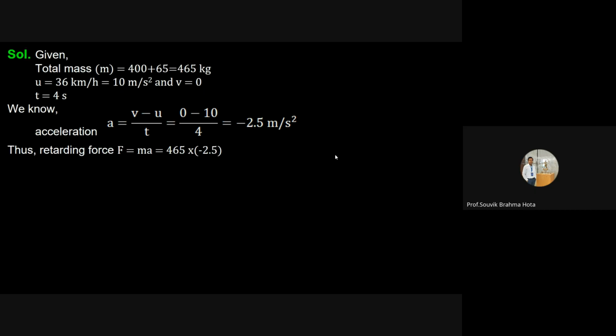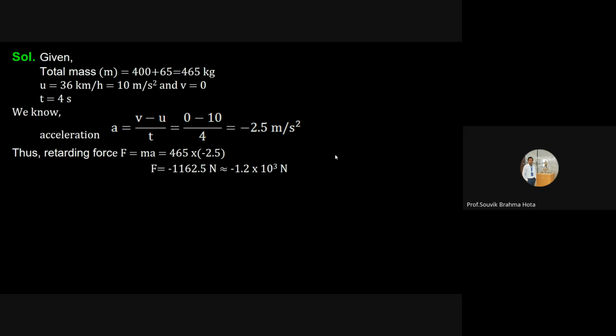So the retarding force will be mass into acceleration. So mass is 465 into minus 2.5, so it is minus 1162.5, or I can say it is 1.2 into 10 to the power 3 Newton retarding force. That is why it is minus.